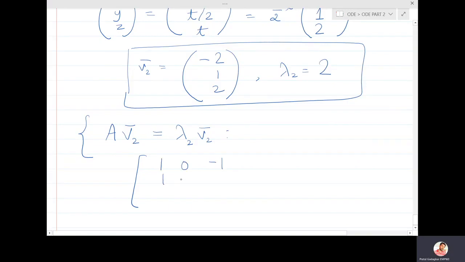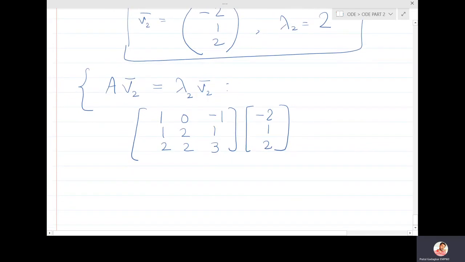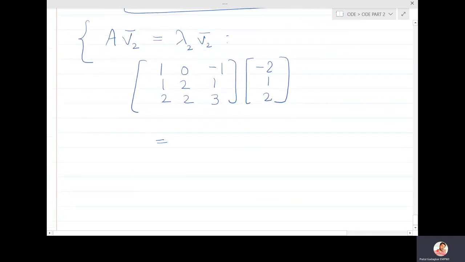Then the matrix with rows 1, 0, minus 1; 1, 2, 1; and 2, 2, 3, is multiplied by V2 bar. V2 bar is minus 2, 1, 2. And this is equal to how much? Let me calculate this. This is a 3 by 3 matrix and this is a 3 by 1 matrix, and therefore the output must also be a 3 by 1 matrix.